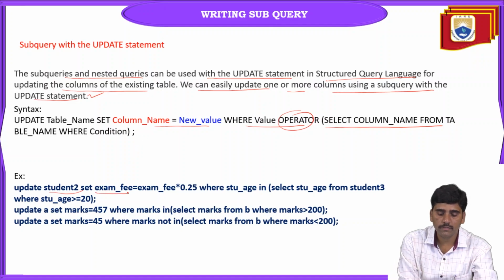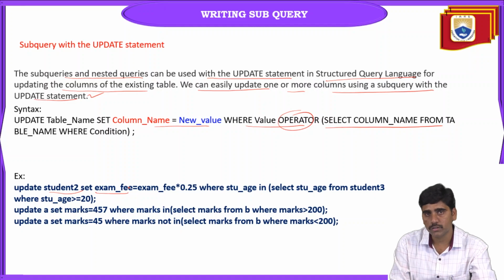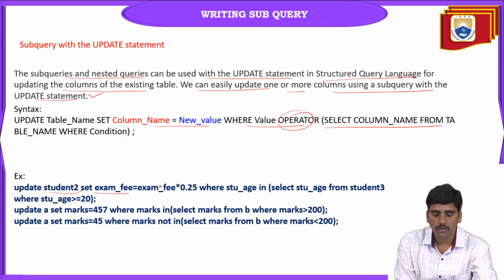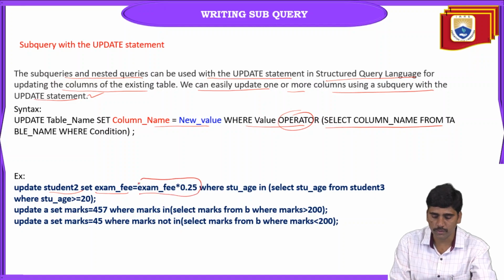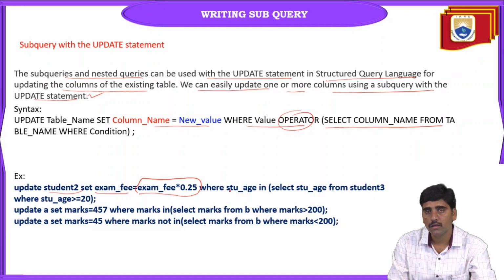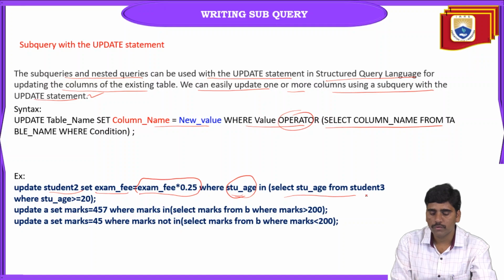For example, update. The table name is student2. Set column name is exam_fee. So exam_fee equals, and I want to update the value with the help of this statement: exam_fee equals exam_fee * 0.25, where the value student_age in (select student_age from student3 where student_age > 20).